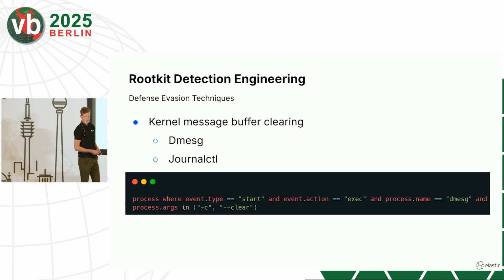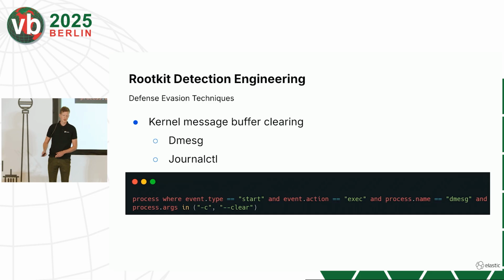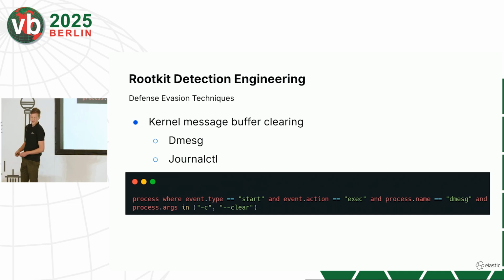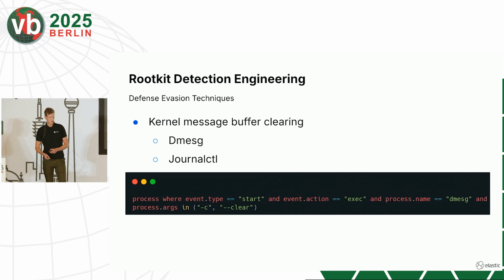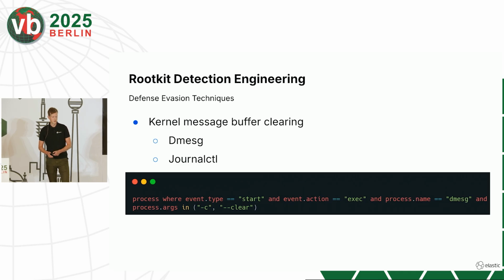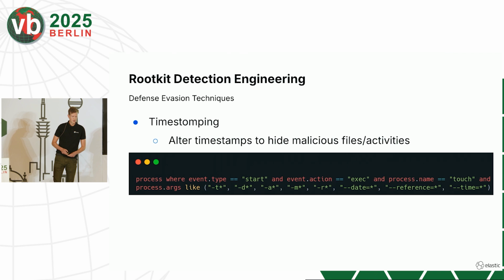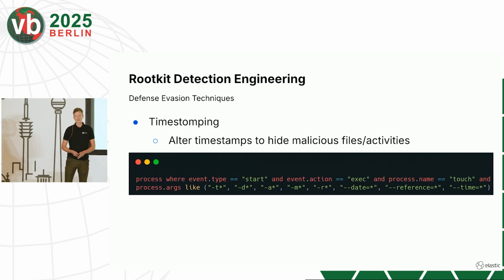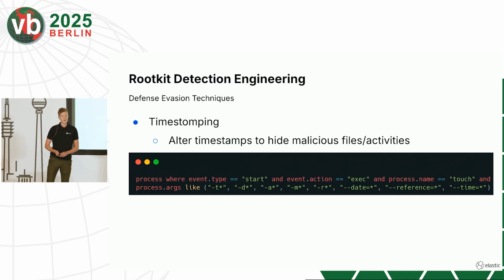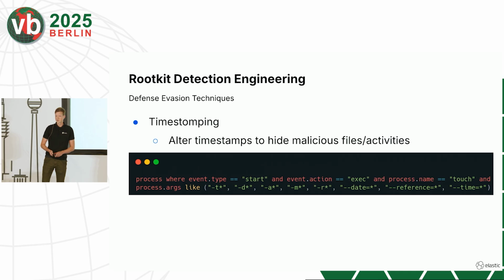And for the final few, we have some defense evasion techniques. So also the kernel message buffer clearing. You can do that through dmesg, but also journalctl. There was just a new rootkit being published called Singularity that used journalctl to do this. So you can detect those. And finally, we have time stomping. Once a module is loaded, it will alter the timestamps to make it look like it wasn't just uploaded today, but actually corresponds with the different files on the system. So they can use touch for that, but there's also other ways to do time stomping.